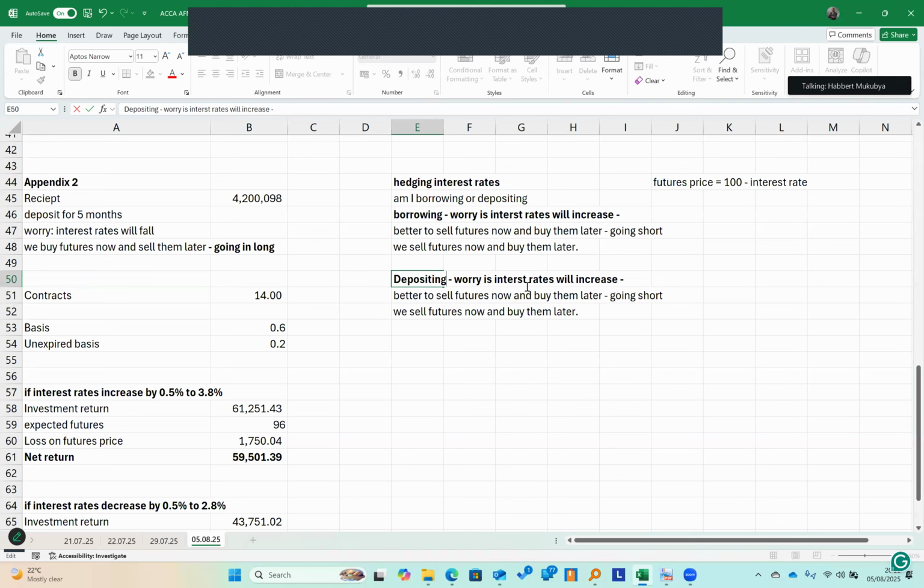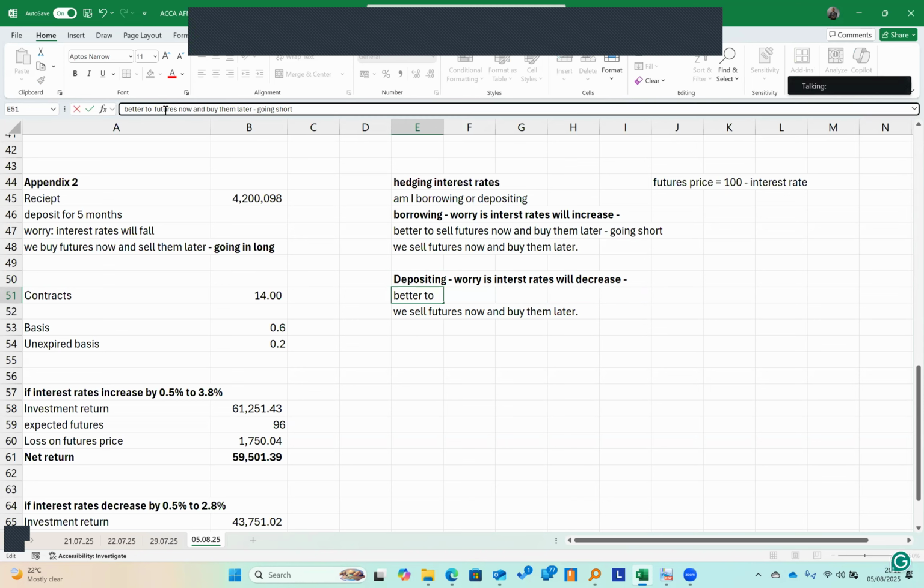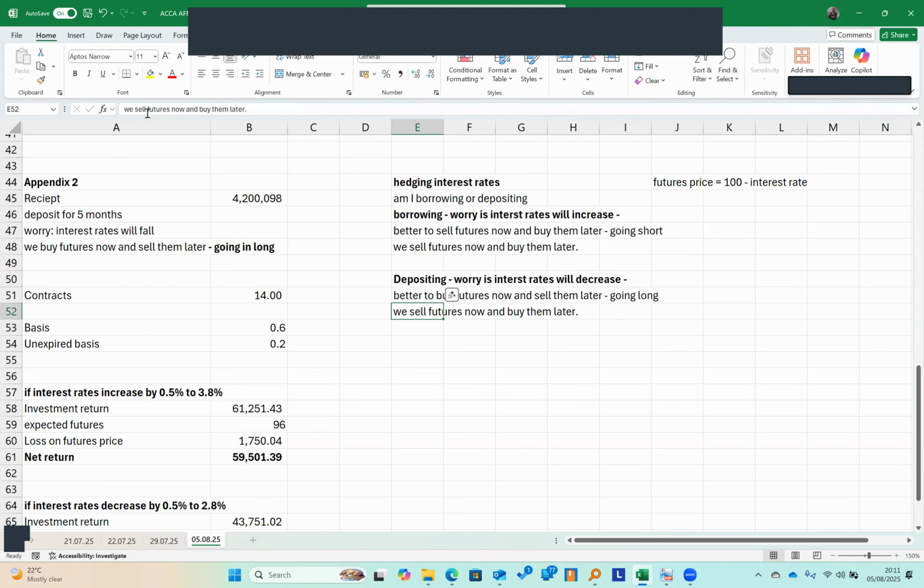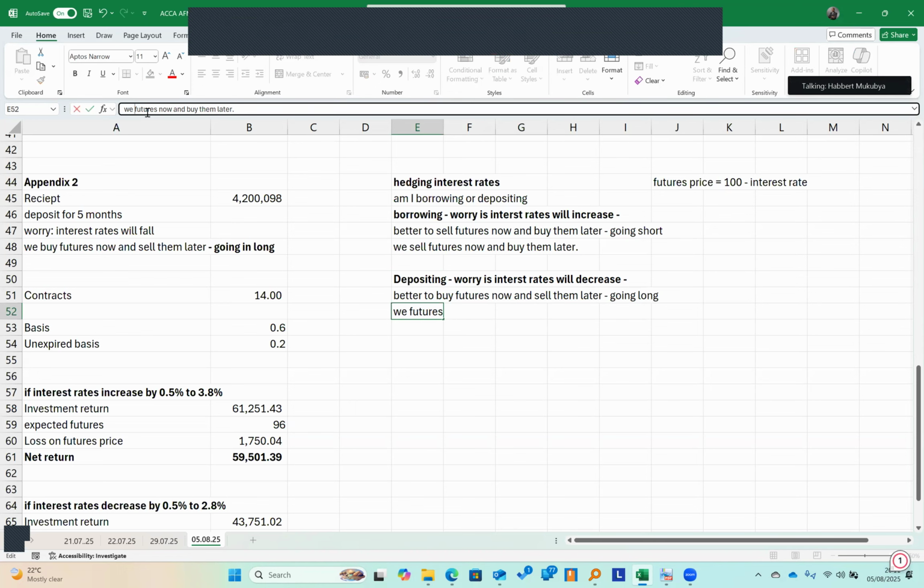Because they worry that the interest rate will actually decrease, it is better to buy futures now and sell them later, which is what we call going long. And therefore here, we buy futures now and sell them later.